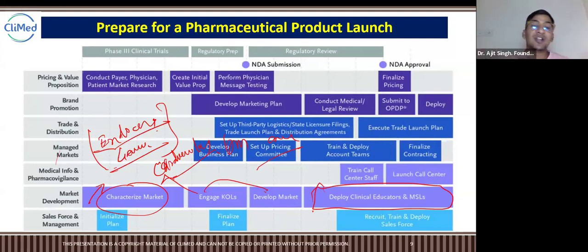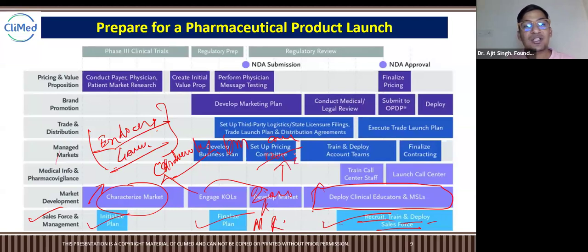Once the drug is launched and is in the market, how to sell it, how to make people write that drug, how to make people use that drug more and more, that comes under market development. And then the sales force management: they have to make the initial plan and finalize it while the drug is under regulatory preparations, and deploy immediately after approval. That means they have to recruit, train, and deploy the sales force. The last sales force, as I told you, are MRs, then the zonal managers and district managers, senior managers, marketing managers, and marketing heads. There is a hierarchy.